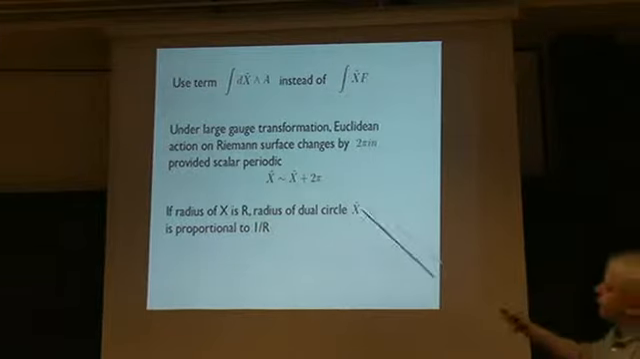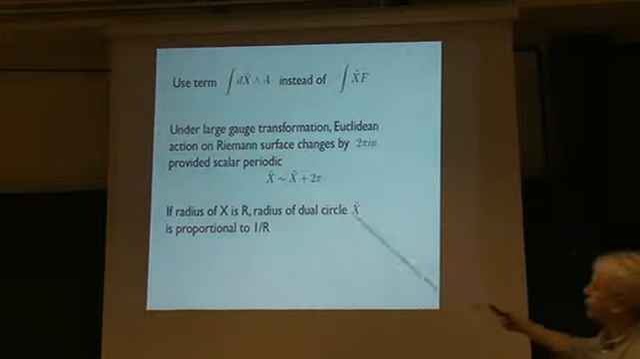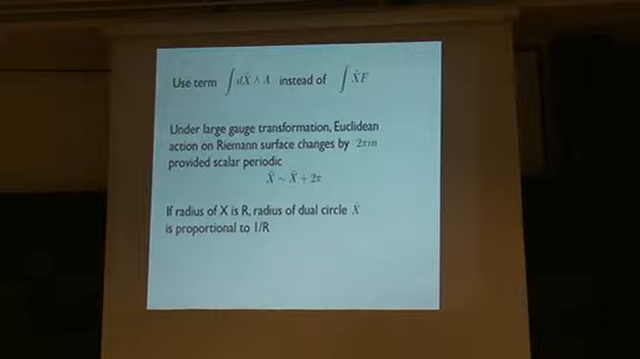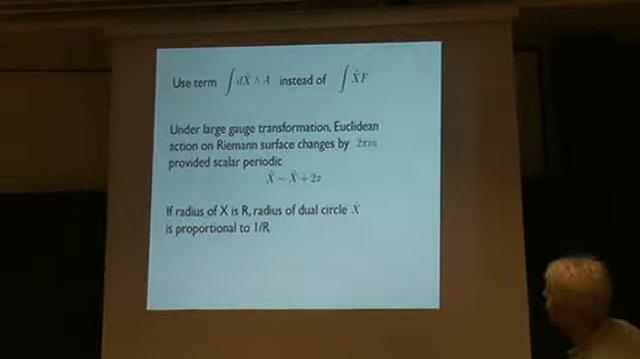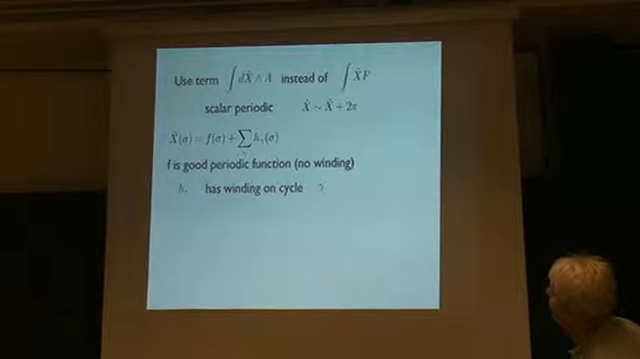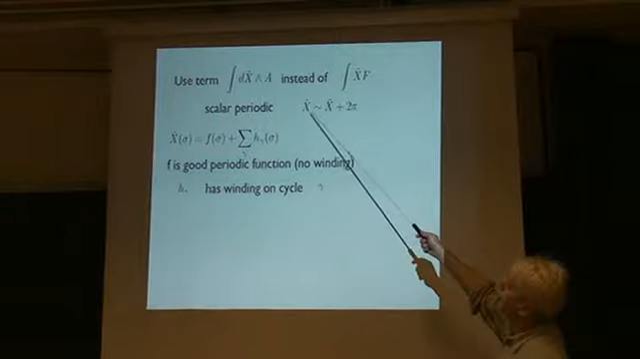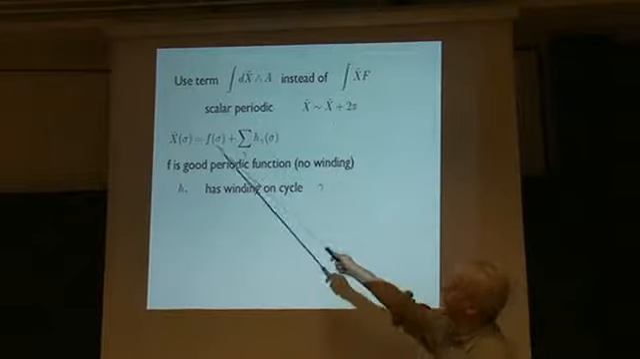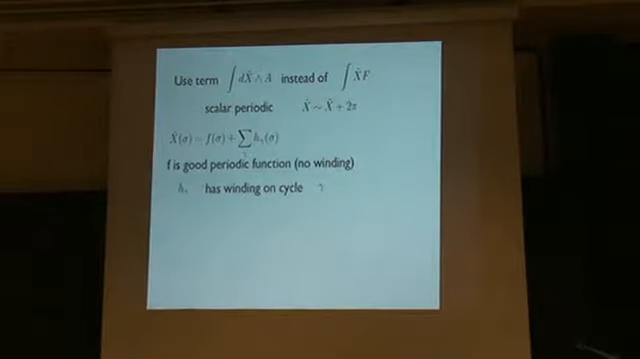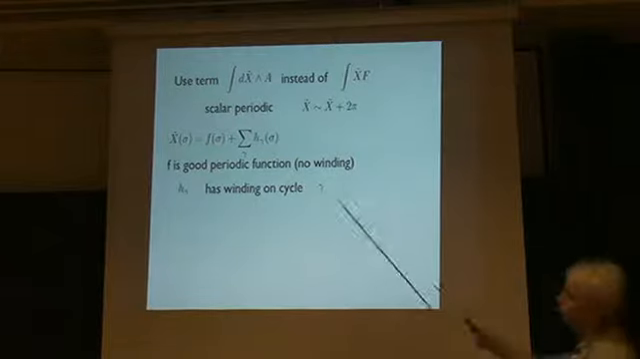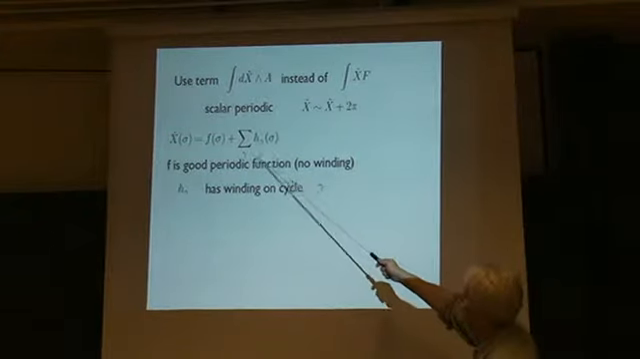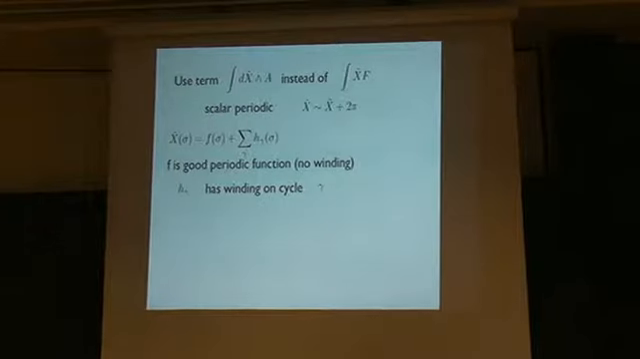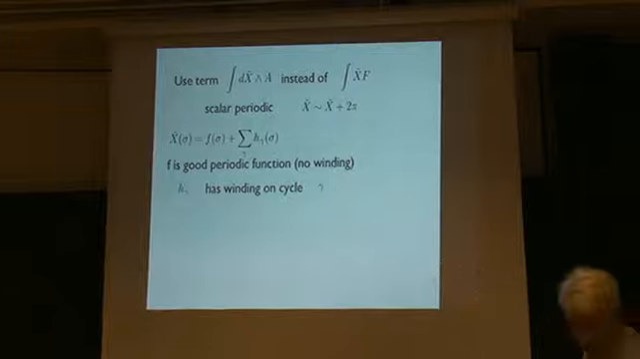And we'll also see that if X is a circle of radius R, the radius of the dual circle X tilde must be proportional to 1 over R, so that we get the T-duality relations coming from looking at large gauge transformations. And secondly, X tilde, being periodic, will be a sum of a good periodic function with no winding, together with a set of functions, each of which winds around h of gamma, where h of gamma has non-trivial winding around a one-cycle gamma.